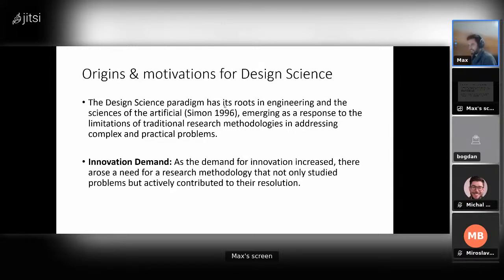Okay, so what are the origins of design science? It's a relatively new topic. It started in 1996 through engineering science and the science of the artificial. And the idea was really to try to fill the gap between academic research and real world problems and solutions to these problems. As the demand for innovation increased, there arose the need for a research methodology that not only studied problems but actively contributed to their resolutions. So really, that's where the issue comes from.